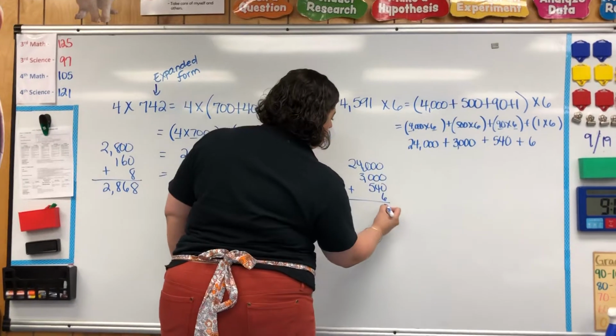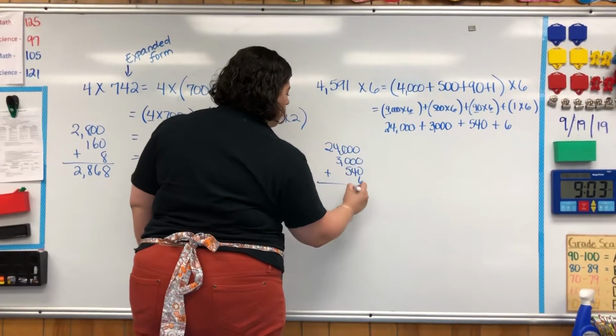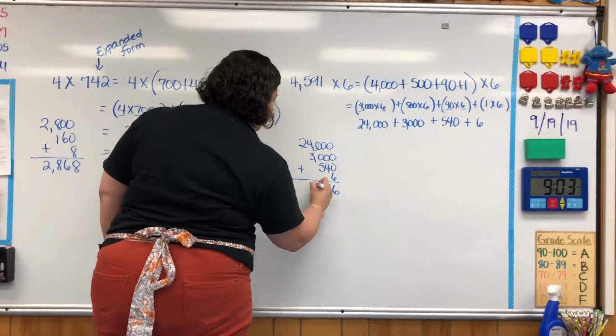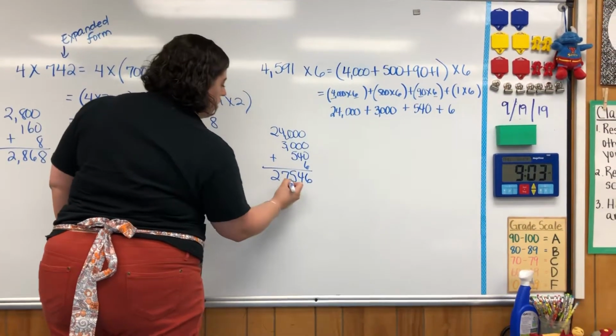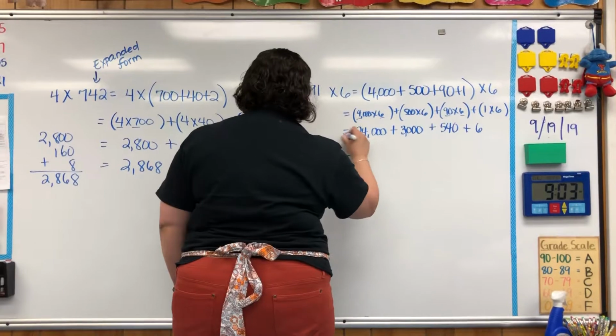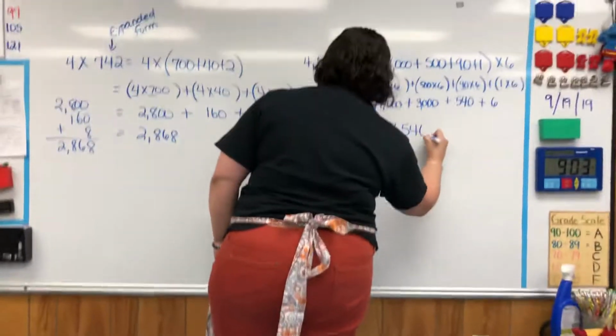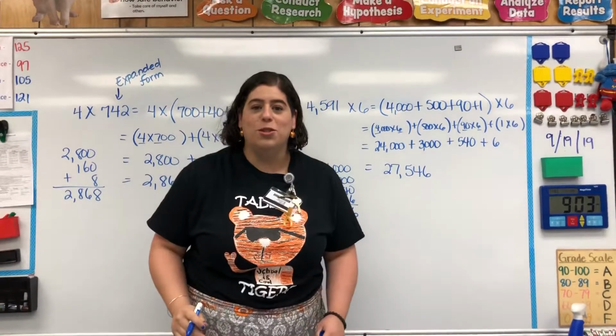0 plus 0 plus 0, and 6 equals 6. 0, 0, and 4 is 4. 0, 0, and 5 is 5. 4 and 3 is 7. 2 plus nothing, 2. So we get our final answer of 27,546. And that's how you use the distributive property.